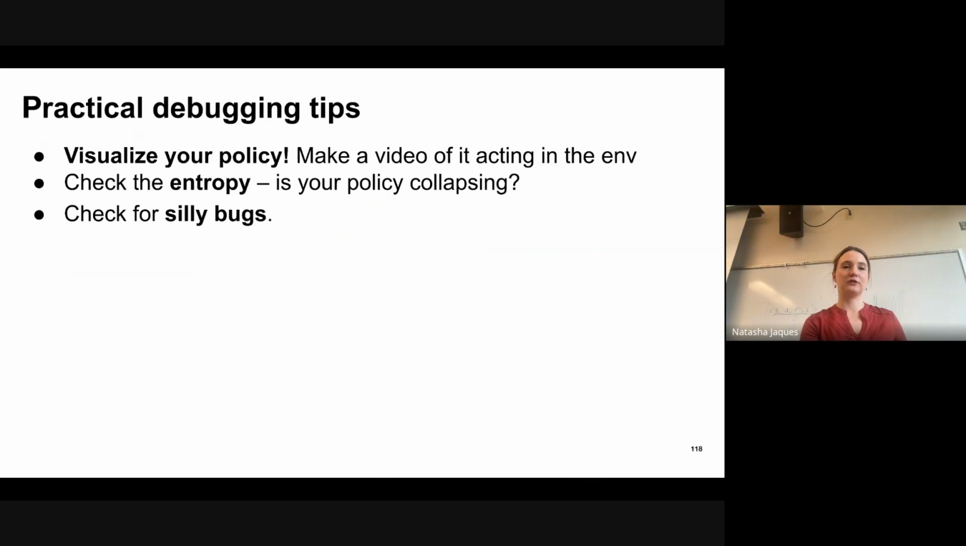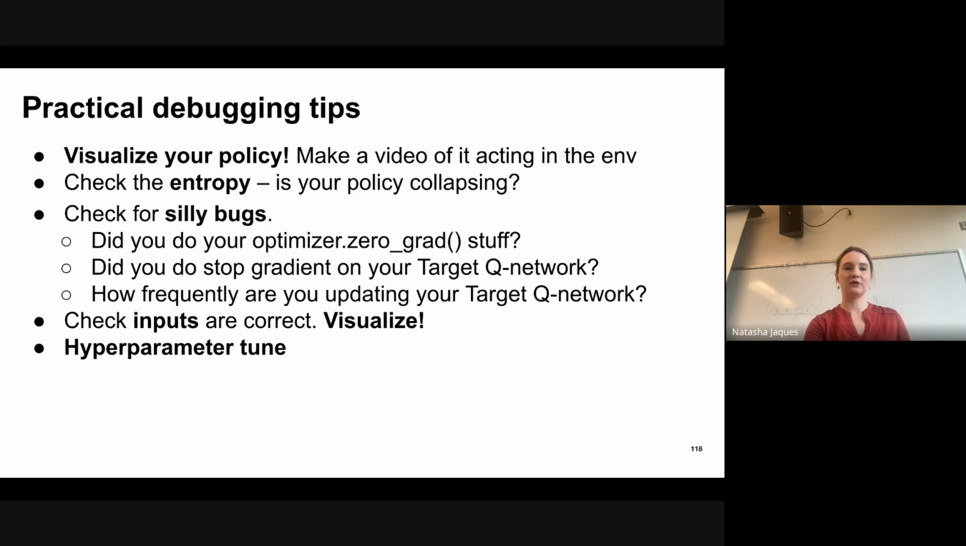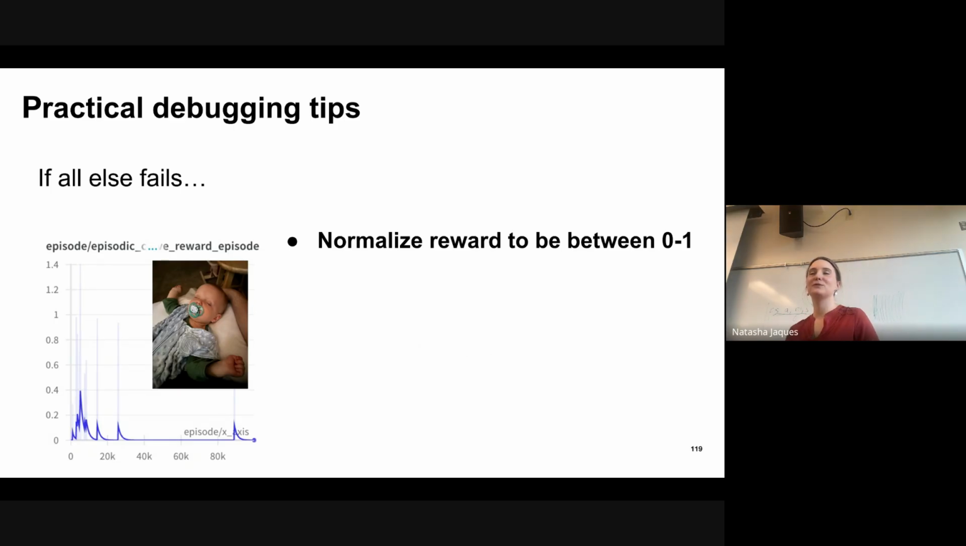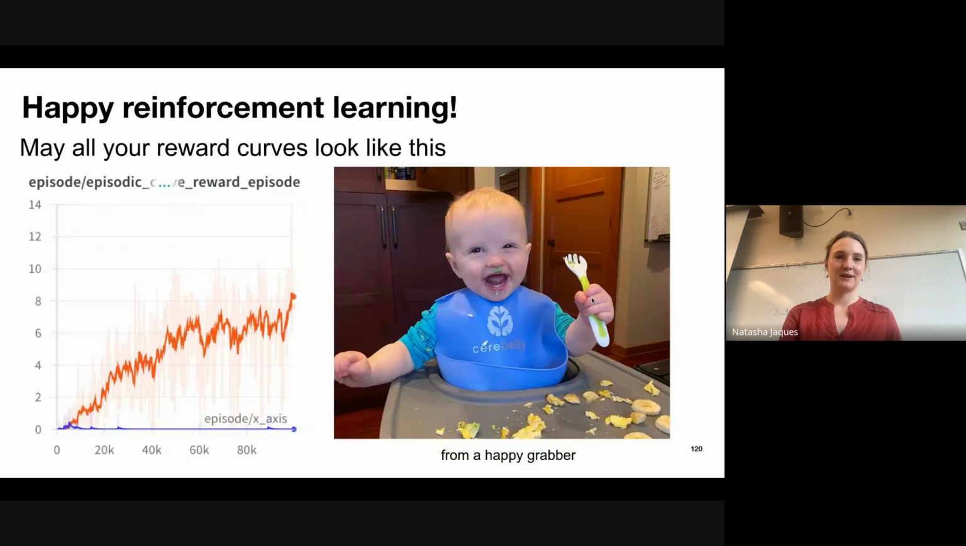So we talked about visualizing your policy and checking for silly bugs. Check your inputs are correct, hyperparameter tune. I did put this in: sometimes running for 10x the time just works. If all else fails, normalize the reward to be between 0 and 1. Sometimes that actually makes the difference between it failing and working, and I gave a little bit of a technical explanation of why that's a thing. Okay, that is it for this part of the lecture. Questions?